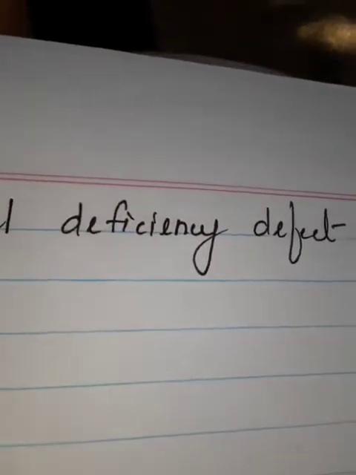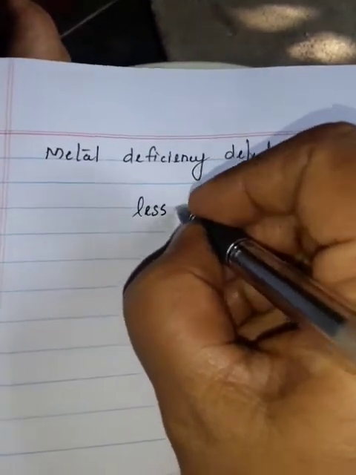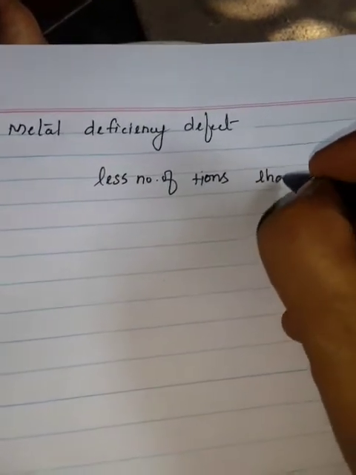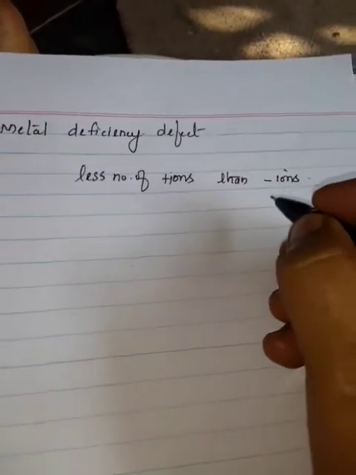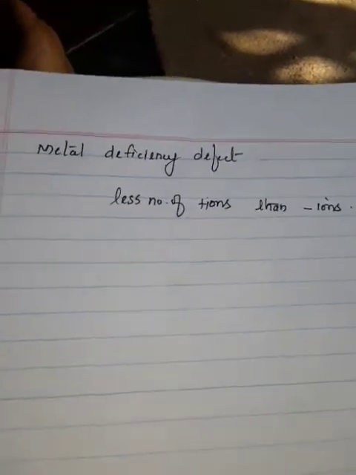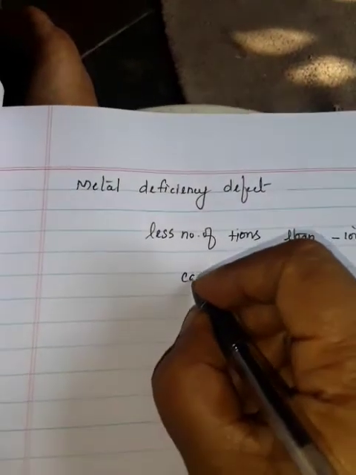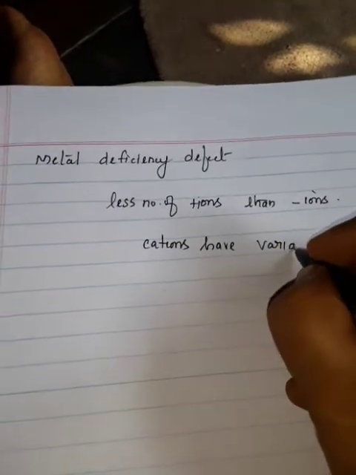Stoichiometry means that the number of cations and anions is balanced. Here, metal deficiency defect arises due to the presence of less number of cations than anions. Mostly this defect is observed in cations that have variable oxidation state.